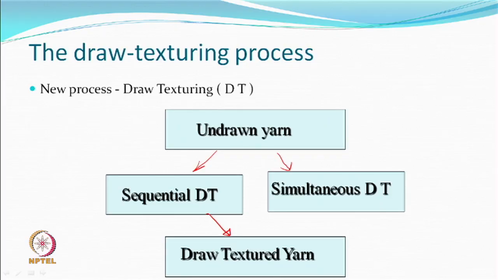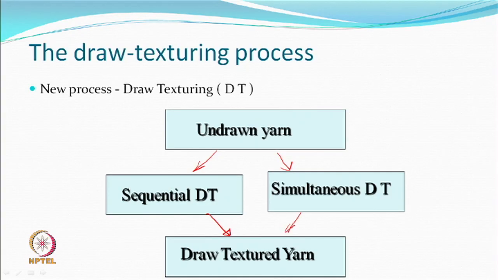The other possibility was that you do the drawing and texturing simultaneously, no separate drawing unit. The drawing is being done during texturing, and then you get a draw textured yarn. So, two different routes could be done, and both the processes would happen in the texturing industry or on a texturing machine, with the people who are called throwsters. They are the ones who said they will do this on the machine if there is a modification done.